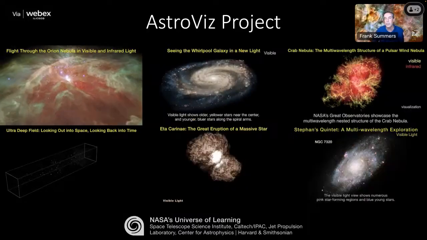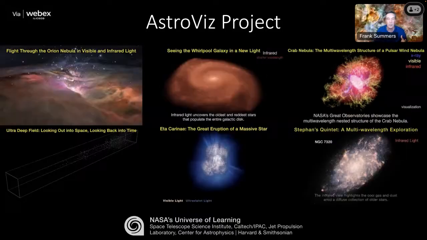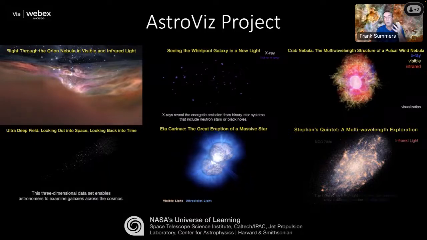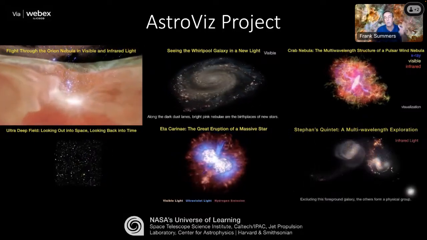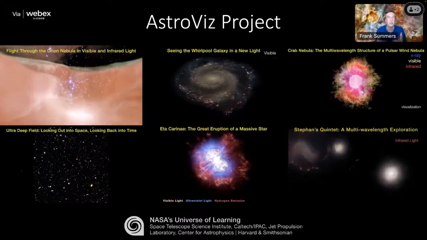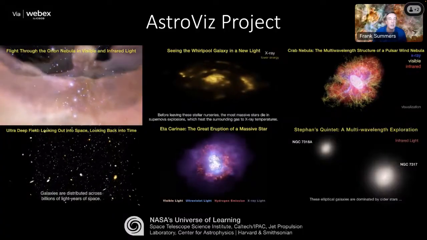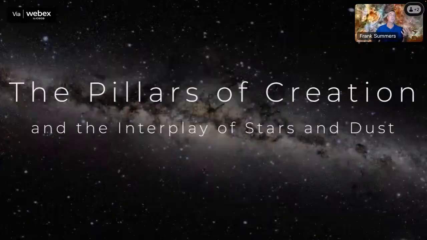And we do these multi-wavelength visualizations using visible, infrared, X-ray to give you a 3-dimensional structure to these 2-dimensional images and to give you information. We got to have learning messages about all these things. So what was going to be the message for this project? Well, it's the interplay of stars and dust.